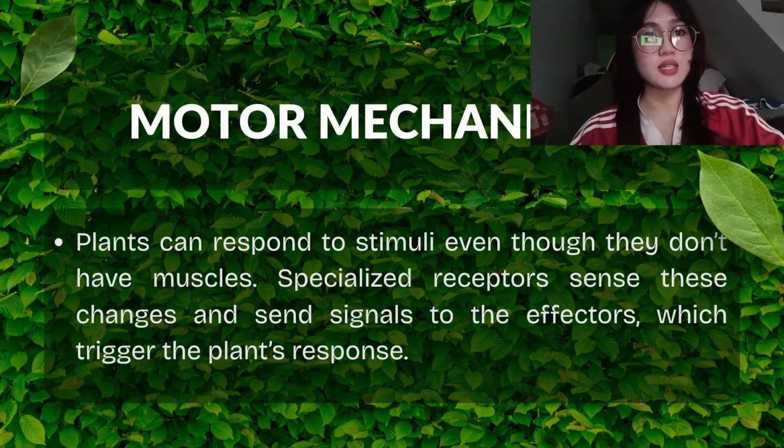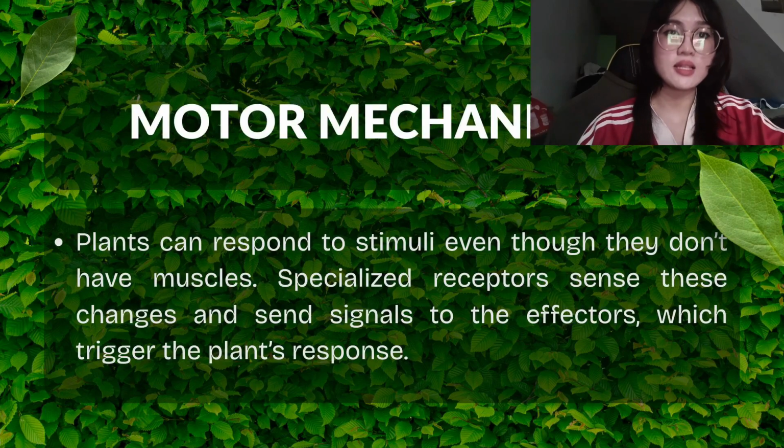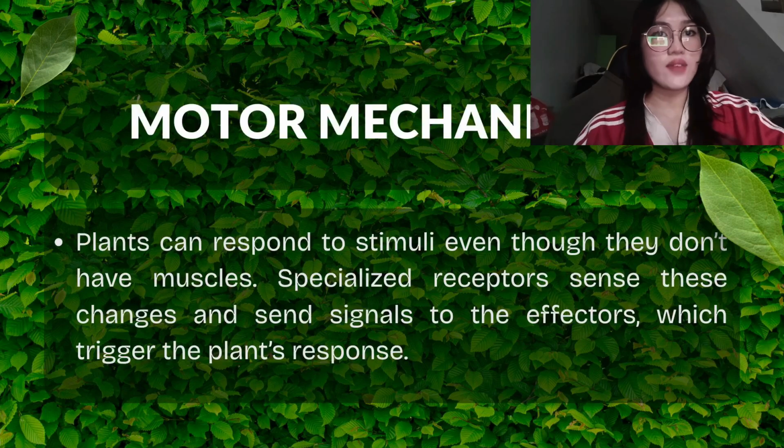When a stimulus is detected, signals are sent through chemical messengers like plant hormones to specific parts of the plant called effectors. These effectors then trigger the plant's response. Even without muscle, plants can move or grow in response to environmental change.